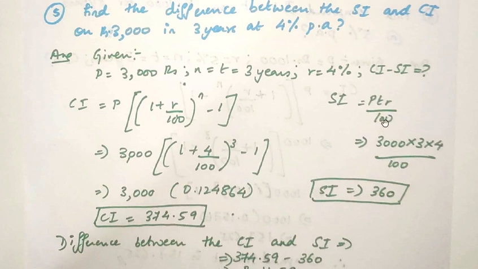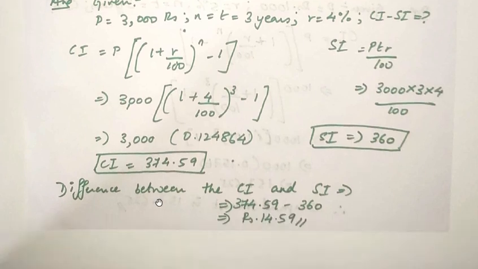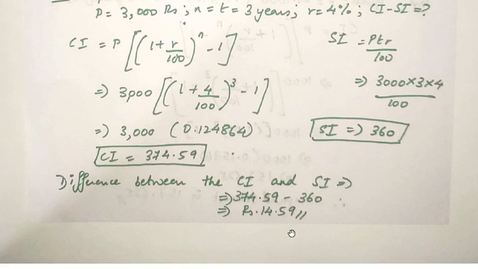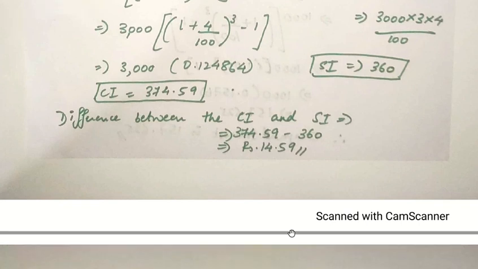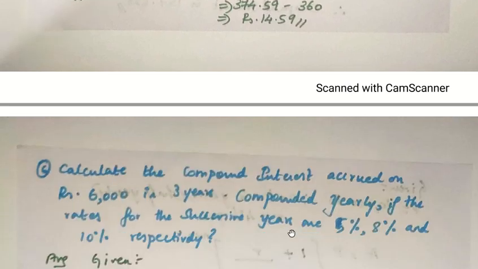So your compound interest is 374.59. So your simple interest formula is PTR by 100. When you implement your figures, you get 3000 into 3 into 4 divided by 100. Simple interest is equal to 360. The difference between compound interest and simple interest is, compound interest we have 374.59 minus 360, which is our simple interest. So the difference is 14.59. So your compound interest is greater than your simple interest.